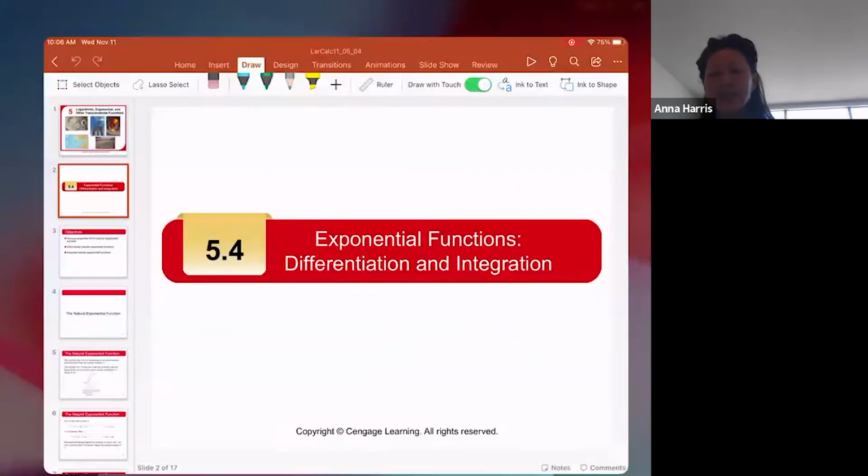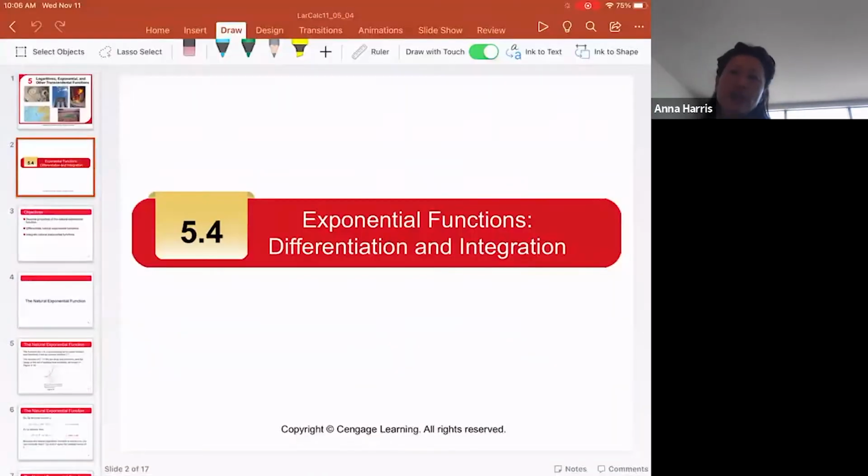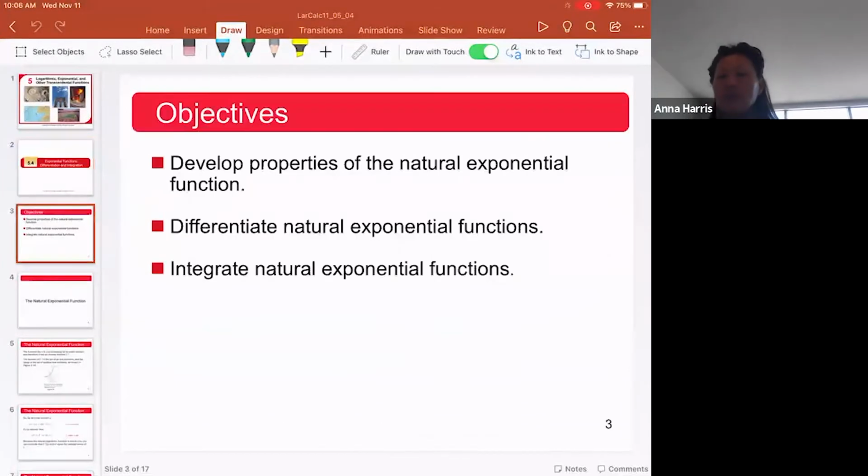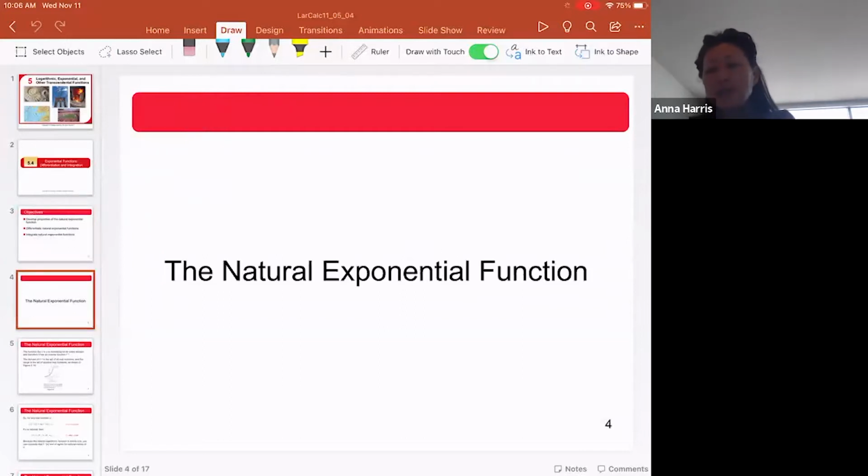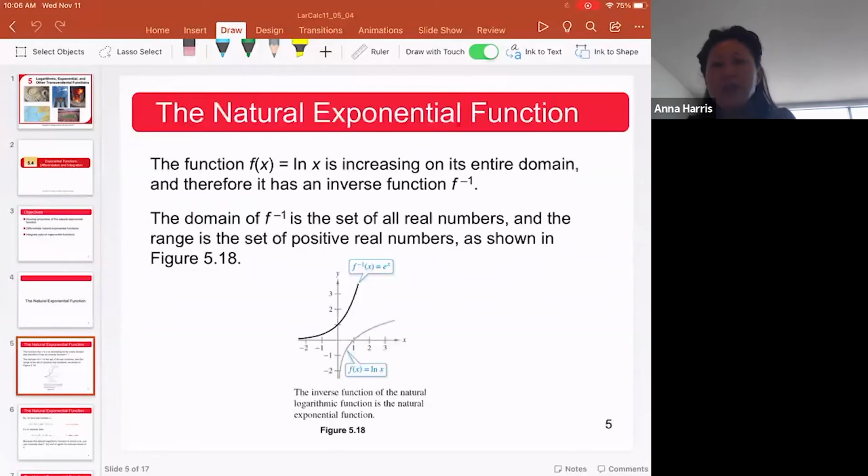Then let's do our lesson 5.4, exponential functions and differentiation and integration. The objectives of 5.4 are to develop properties of natural exponential functions, differentiate natural exponential functions, and integrate natural exponential functions. So for the natural exponential function, let's look at their relationship.